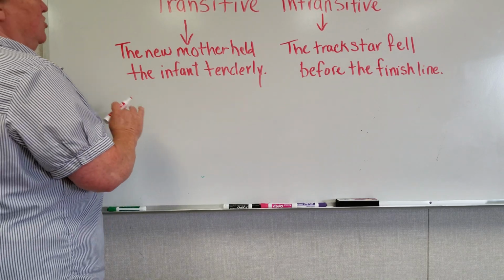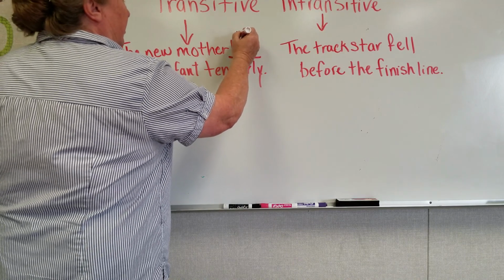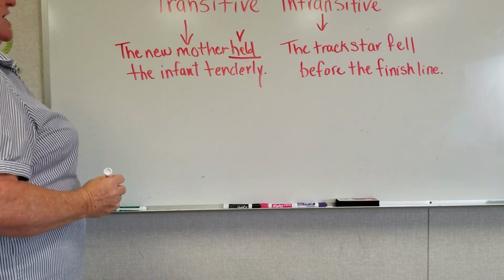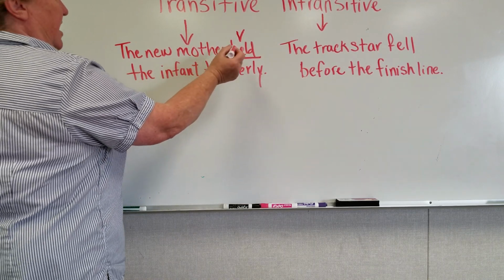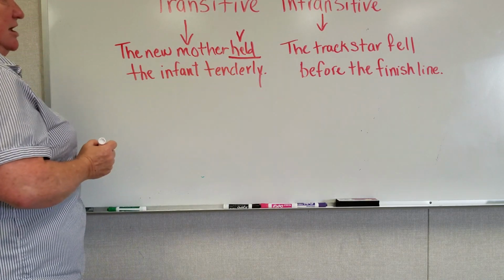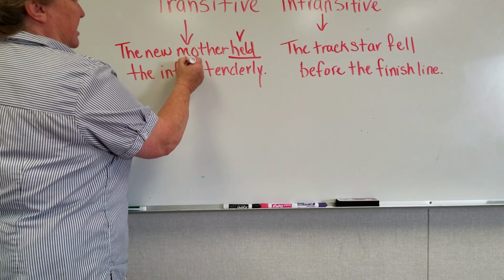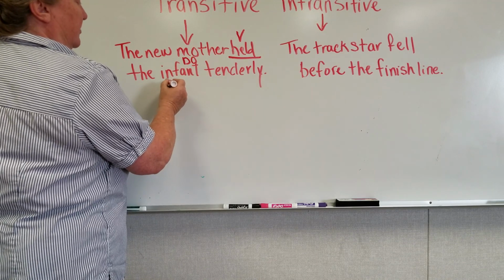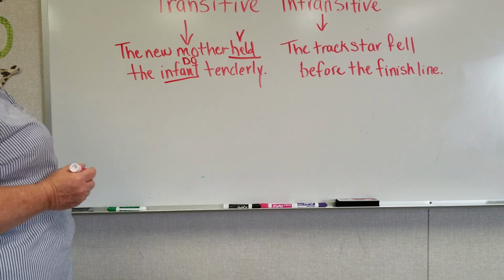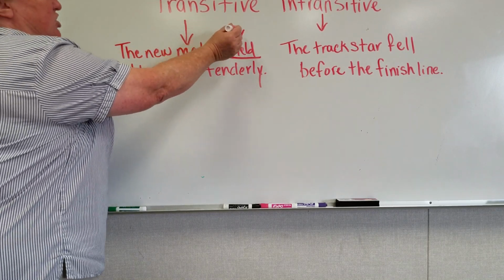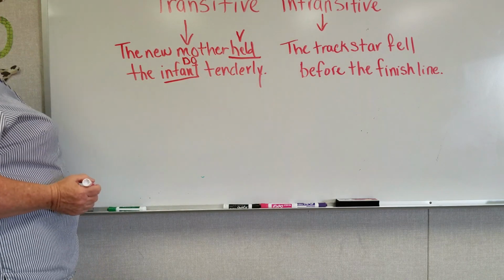But here we have the new mother. The new mother, what did she do? She held. This is our verb. Now, is there anything in this sentence that receives this action? The new mother held the infant tenderly. Yes, there is. The infant. This is a direct object. It's receiving the action of the verb. Therefore, this verb is transitive. Its action transfers to something.